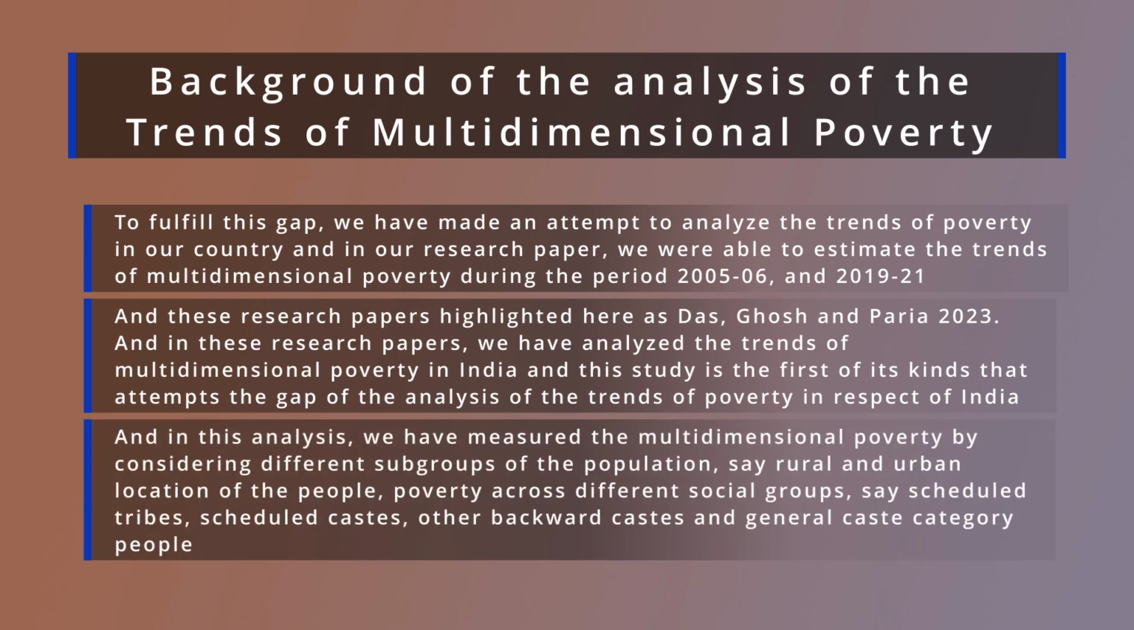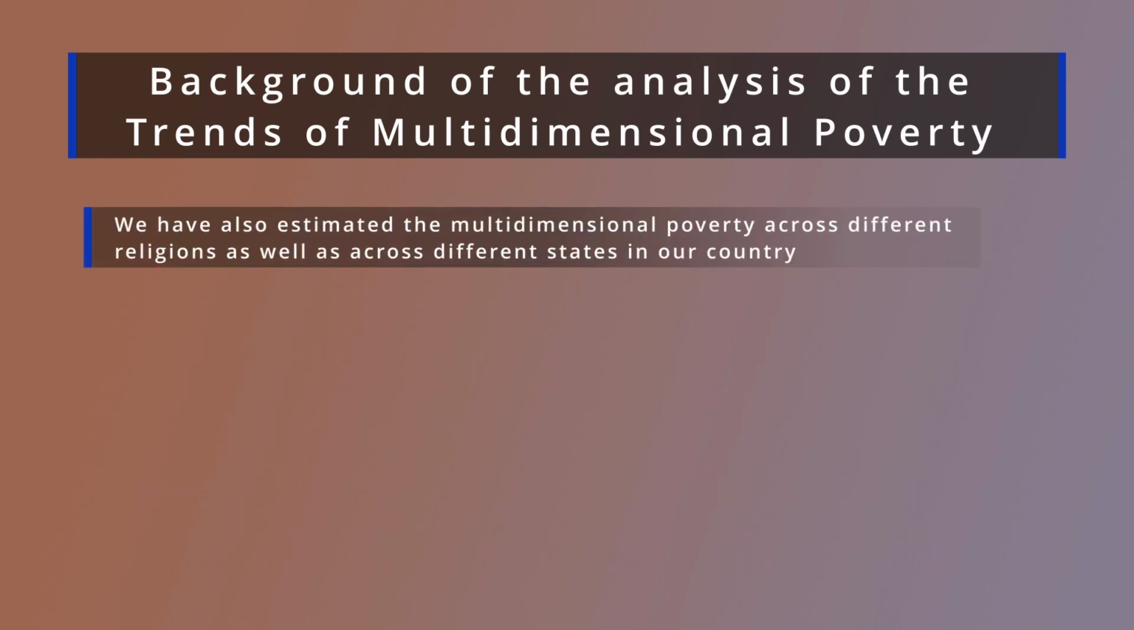And in this analysis, we have measured the multidimensional poverty by considering different subgroups of the population, say rural and urban location of the people, poverty across different social groups, say scheduled tribes, scheduled castes, other backward caste, and general caste category people. We have also estimated the multidimensional poverty across different religions as well as across different states in our country.